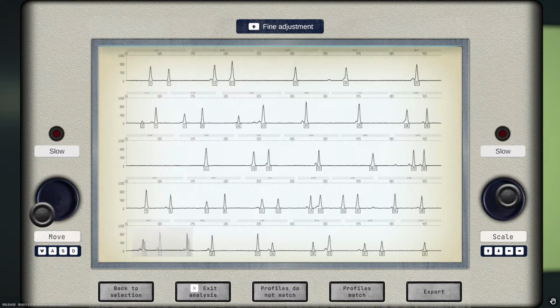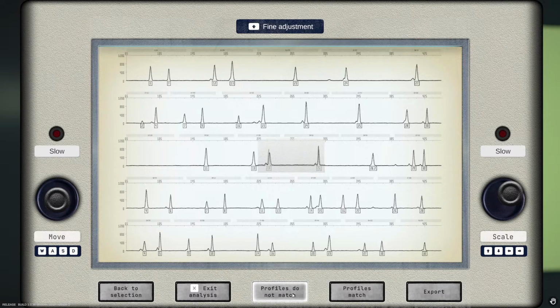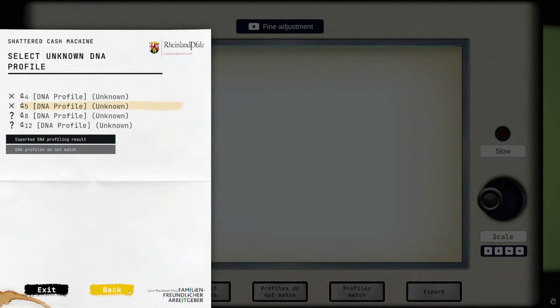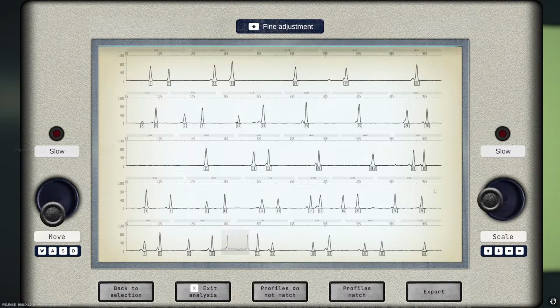Could it be this? No, it can't be that one. Maybe here? Like it could be this right here. If I tighten it a bit and stretch it? No, not that one. Yeah, I don't think it's a match. Let's check the next one here. Okay.